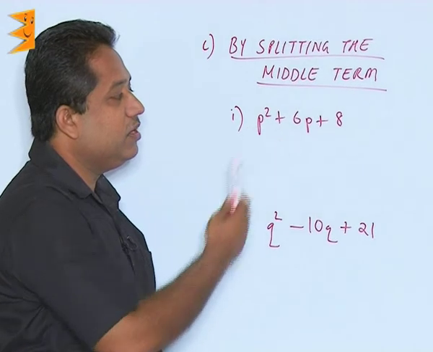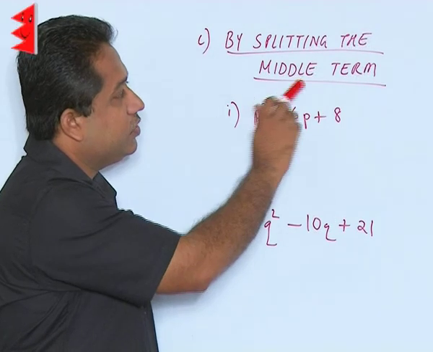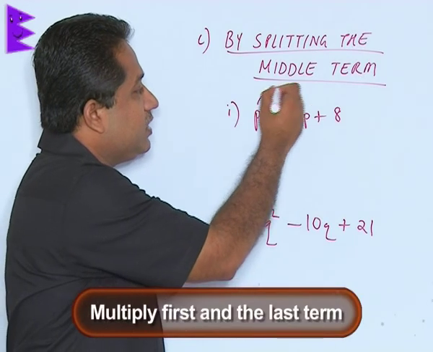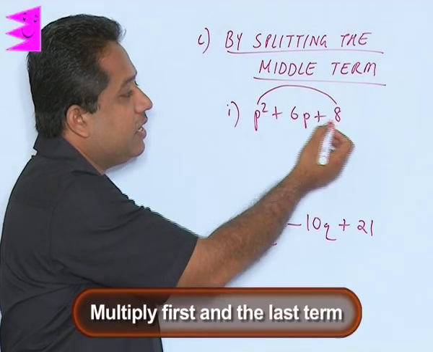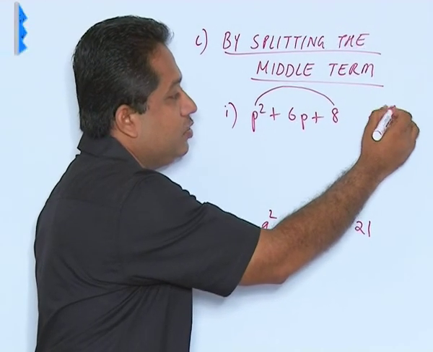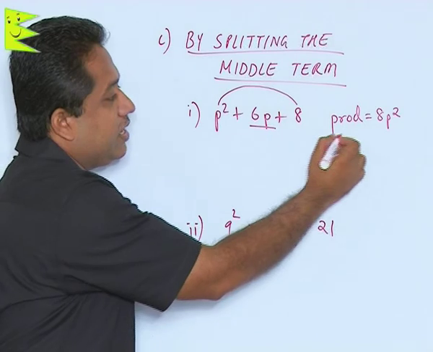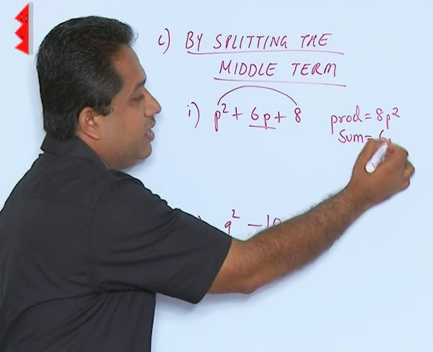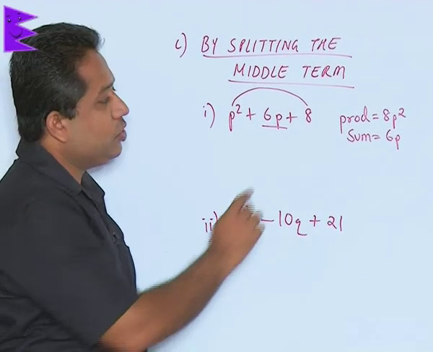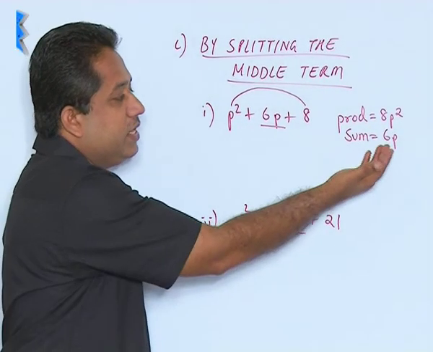In the previous case, we did those type of questions by identities. Now, this of course has to be done by this process, splitting the middle term. Now, what is the process all about? We have to multiply the first term and the last term. The first term here is p square and the last term here is 8. So, when we multiply the first and last, that is the product. So, we can say the product is 8p square, and the middle term that we see has to be the sum. So, the sum has to be 6p, which means that now we have to think of two numbers which on multiplying, that is the product, will give me 8p square, and on adding will give me 6p.